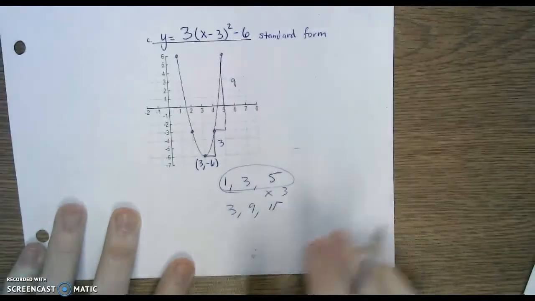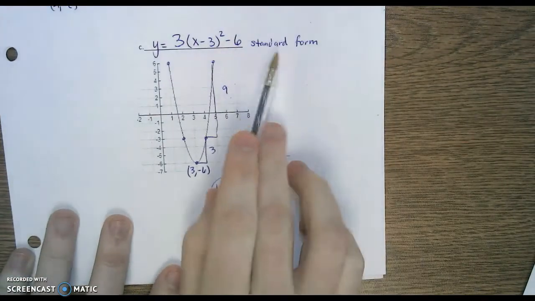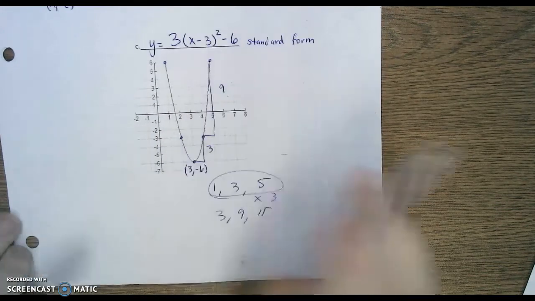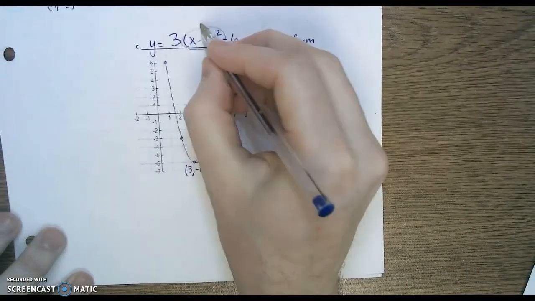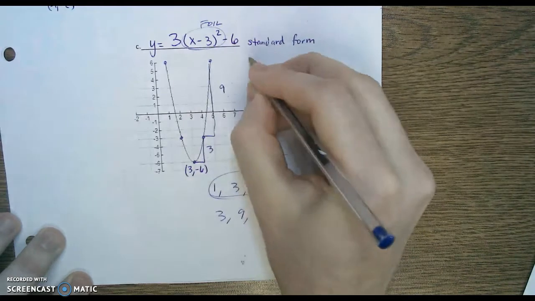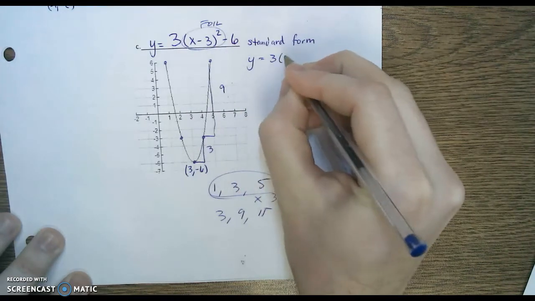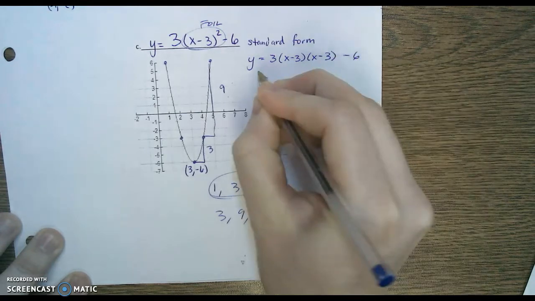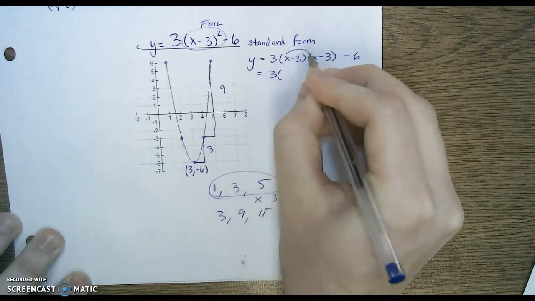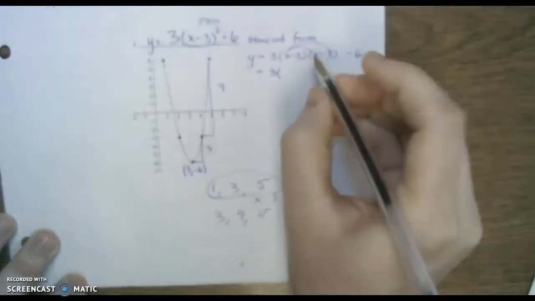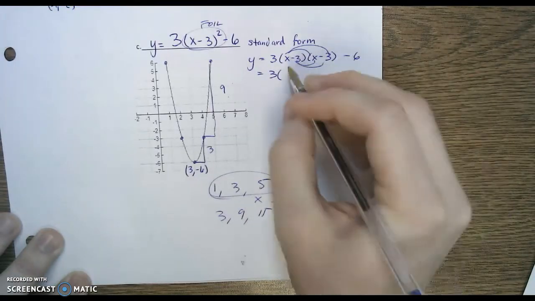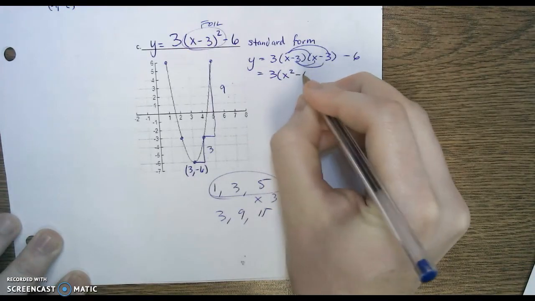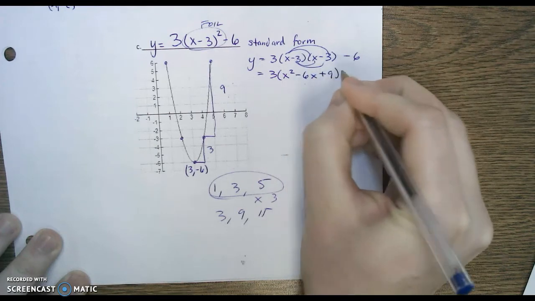Now let's say they wanted this equation in standard form. And so here I wrote it in vertex form. So what you would do is you'd have to FOIL your parentheses. So we'd have (x - 3) times (x - 3), which would give me x squared, -3x, and 9. So x squared minus 6x plus 9.